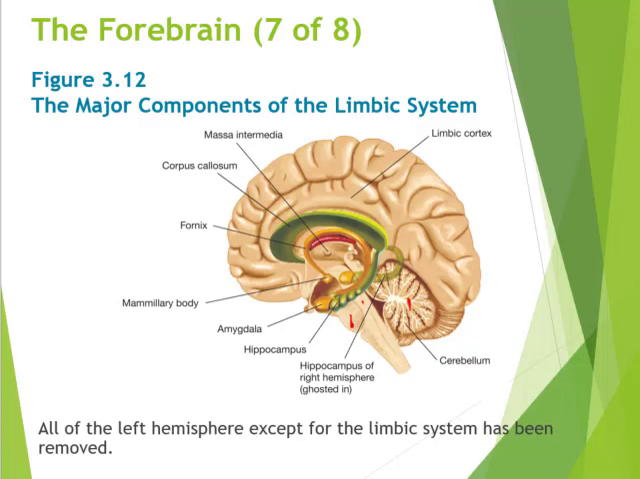The important limbic structures include the fornix, the mammillary bodies, the amygdala, the hippocampus, and this limbic cortex right in here, which is important for making sense of and integrating a lot of the information from regions such as the amygdala and the hippocampus.